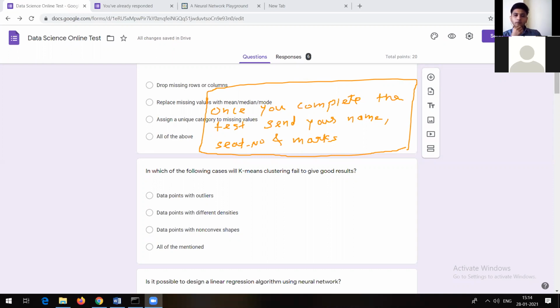Those other people who are done can also send their name, sheet number, and marks. Send at once, okay? Do not send separately: separate marks, separate roll number, and separate name. Send it in one line. See, only 5 minutes are remaining, okay? All of you.